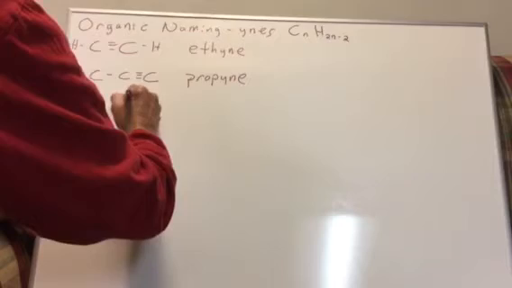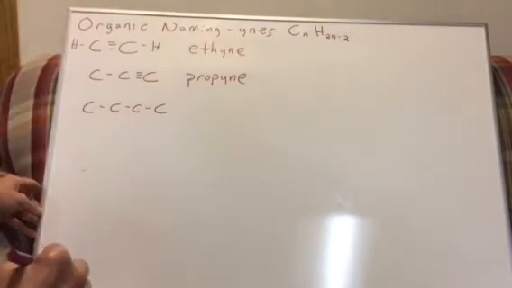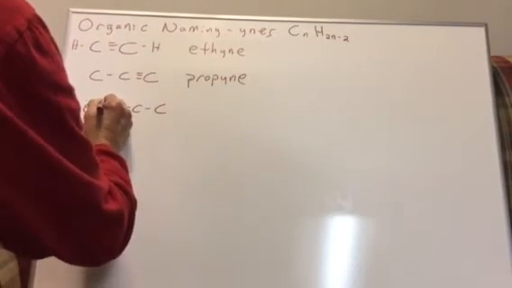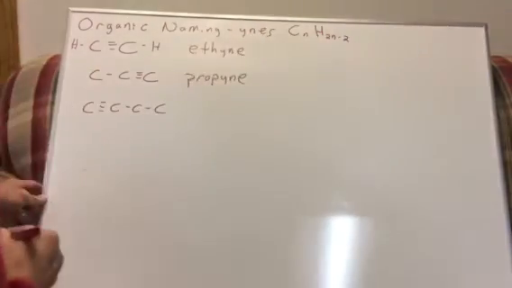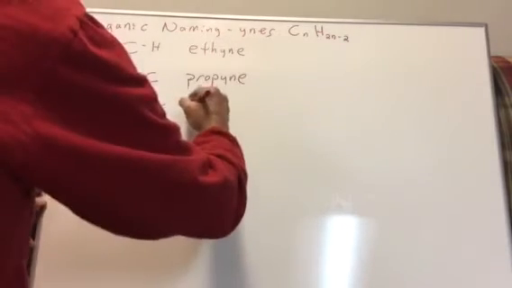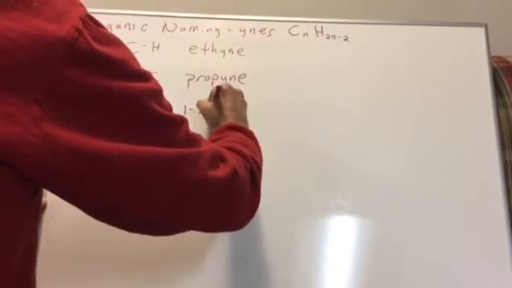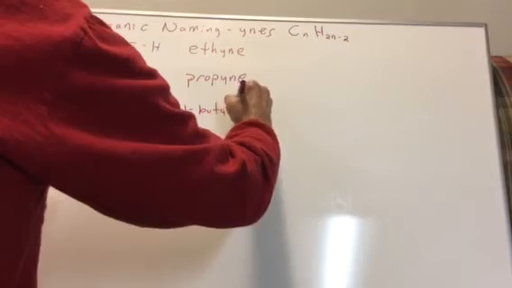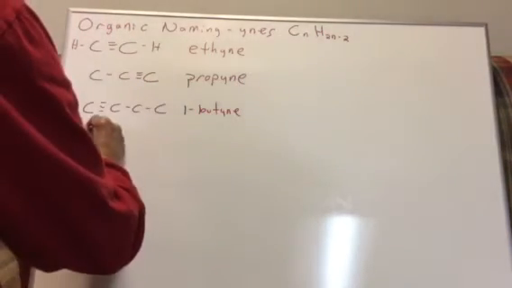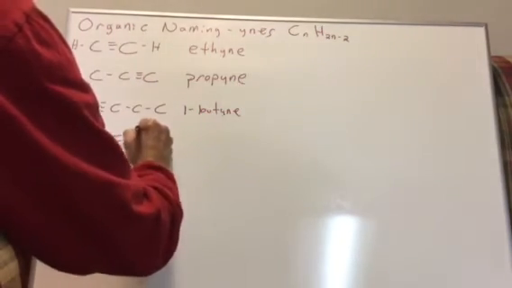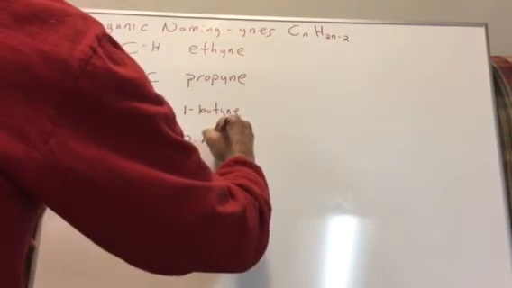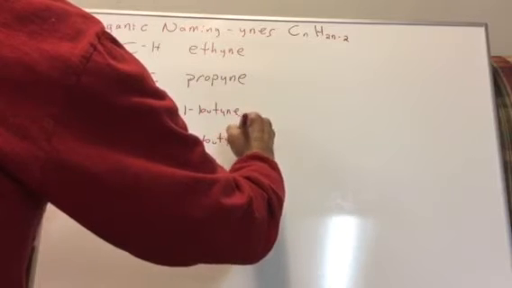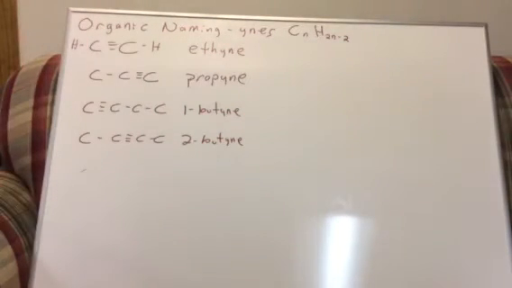If we go to a 4 carbon, then you have to identify the place of the triple bond, just like you had to identify the place of the double bond. So this would be 1-butyne, and this would be 2-butyne. So there's nothing really new to learn here in terms of the enes.